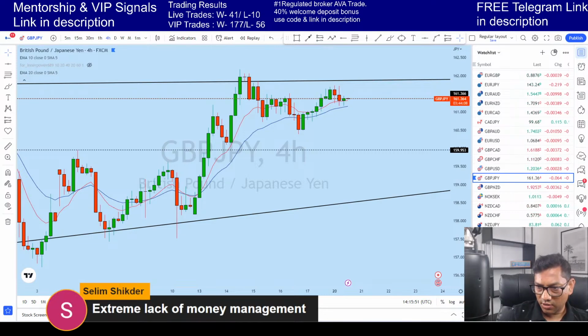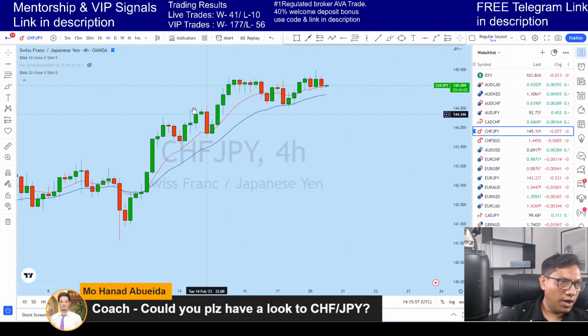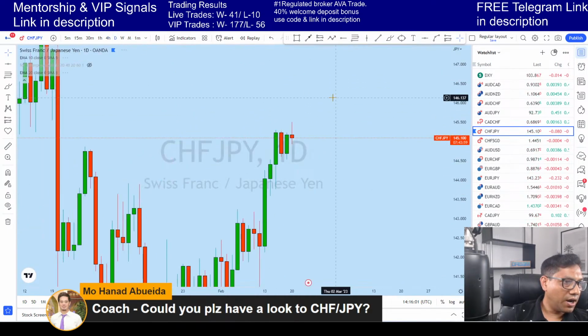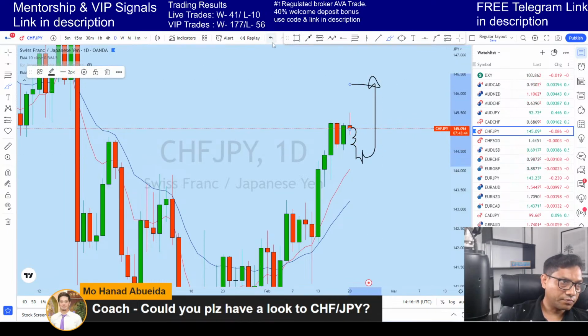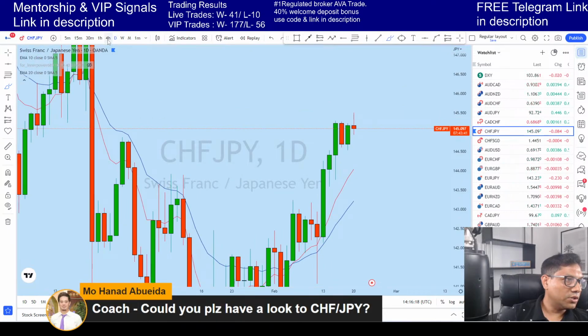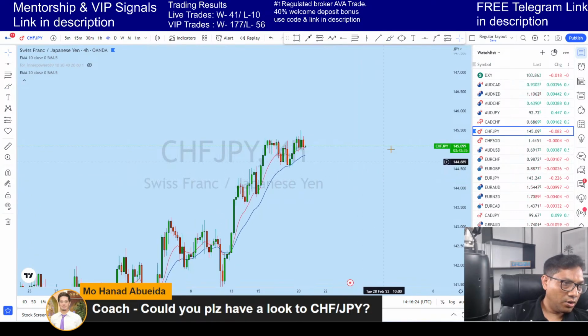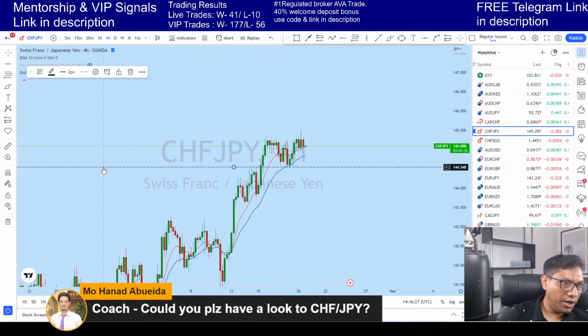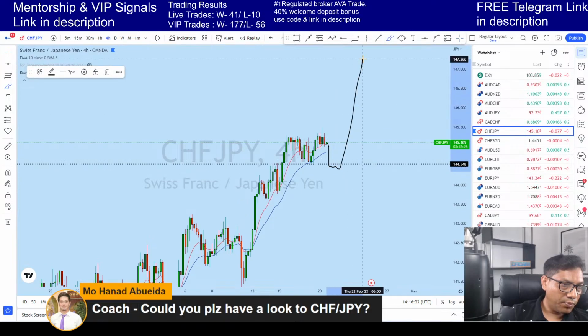Okay, so let me look at CHFJPY. We see that this market basically has a daily movement. Today, after going up, it is coming back down again. I think on CHFJPY we could see some downward move again, grabbing liquidity, and then we could see a bullish move. We might see another attempt to break this support. Highly likely that this price will come down, break this support, and then it will go up.